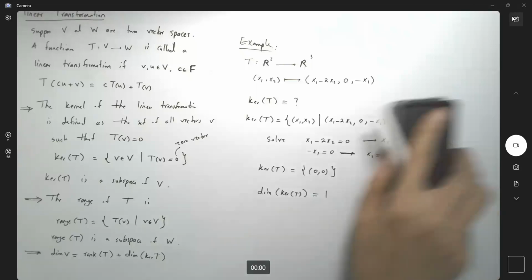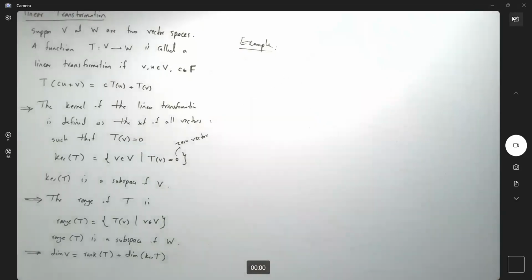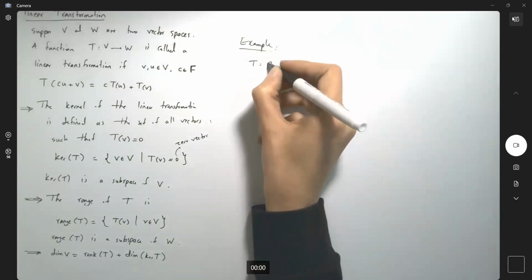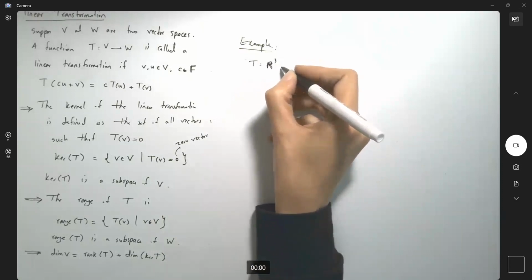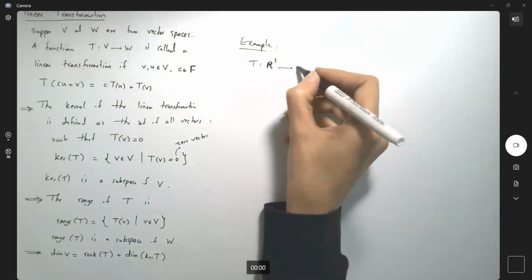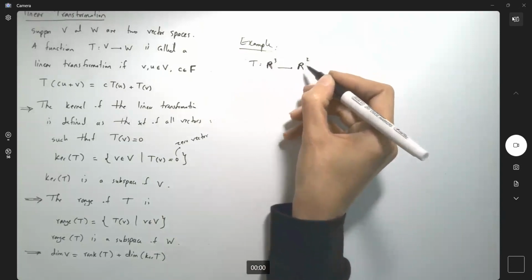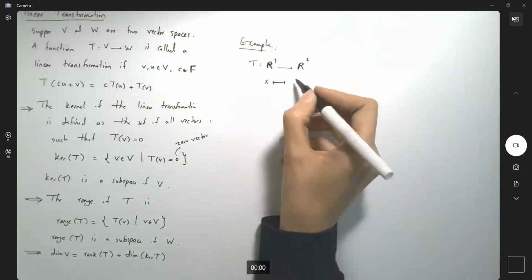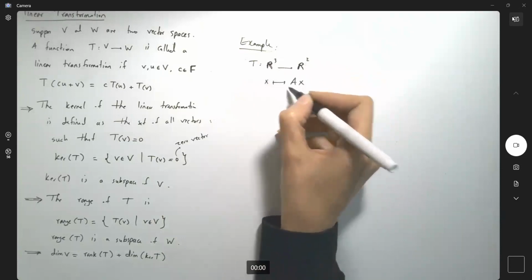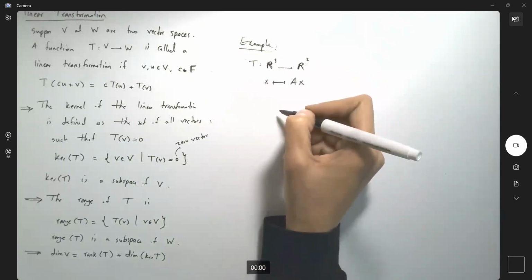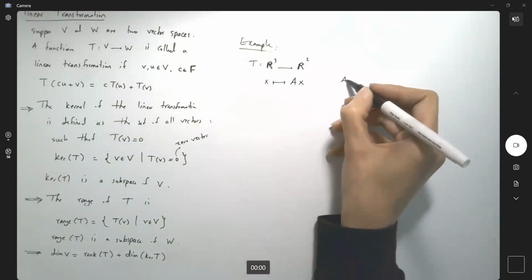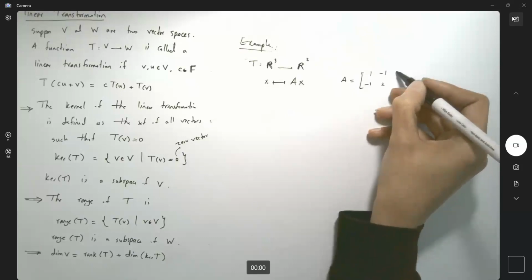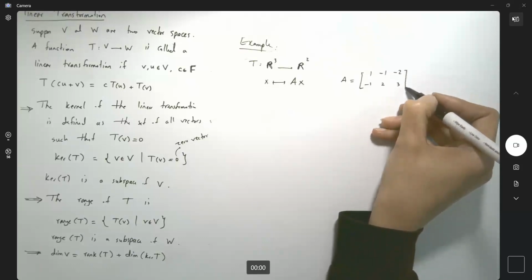Another example for you. Consider the following linear transformation T. It maps the space into the plane, and it takes each vector in the space and multiplies that vector by matrix A from the left. And matrix A is given to us as [1, -1, -1; 2, -2, 3].